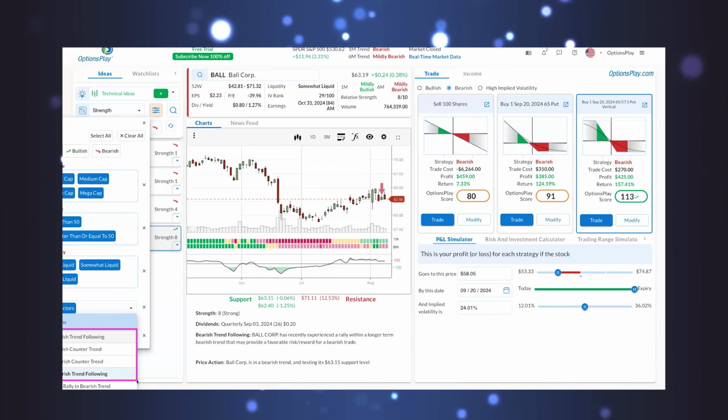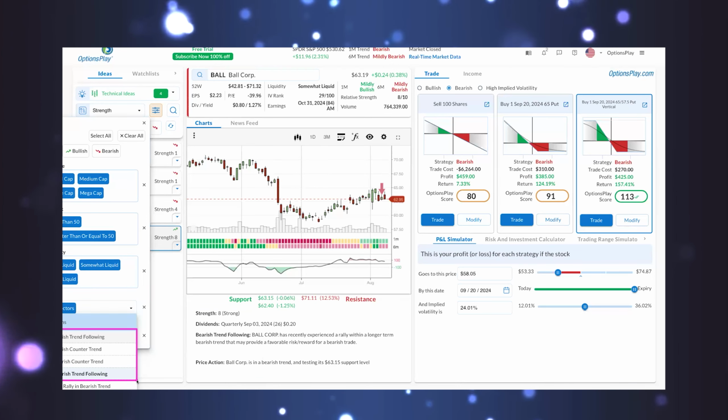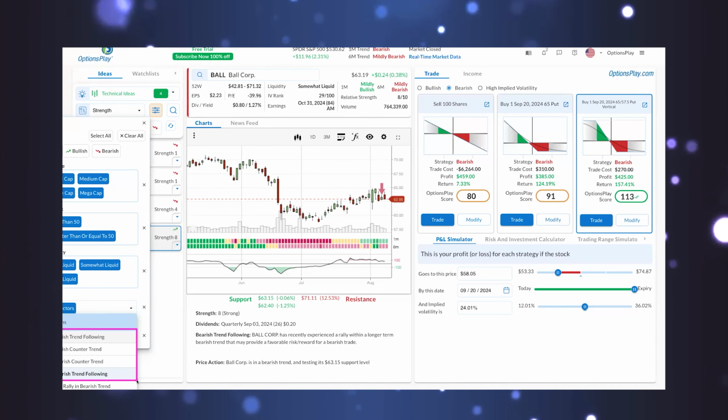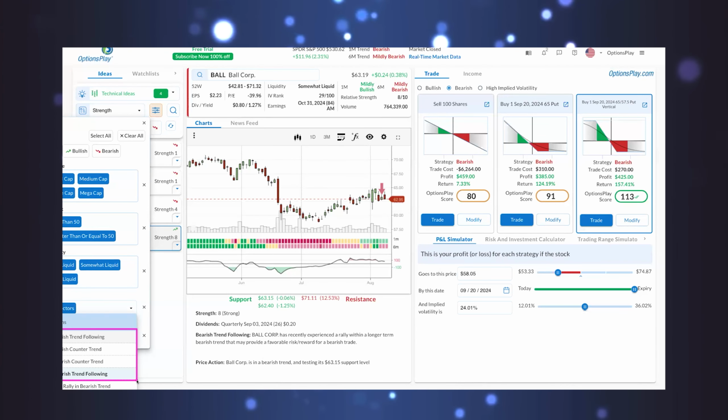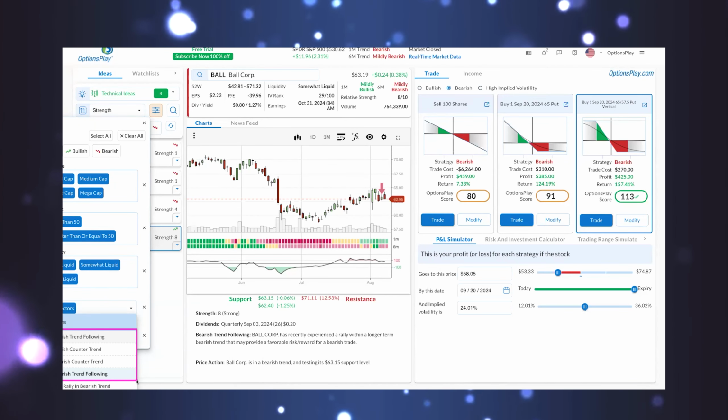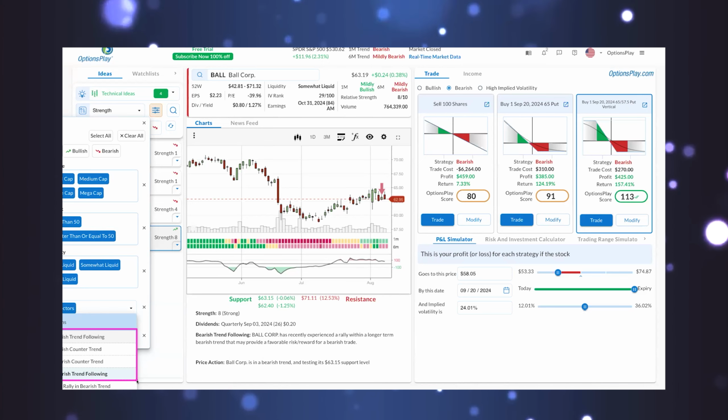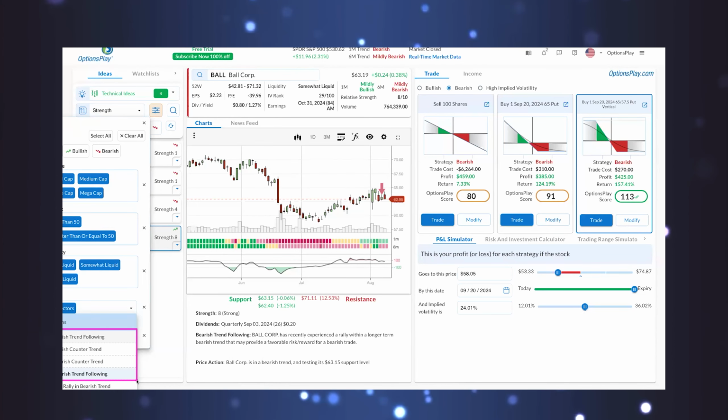You're either trying to identify a trend and follow that trend, or you're trying to identify a trend that's coming to an end that you think is going to reverse in the opposite direction, right? All technical indicators, all technical trading strategies, fall into one of these two categories, and you can either trade bullish or bearish, right?